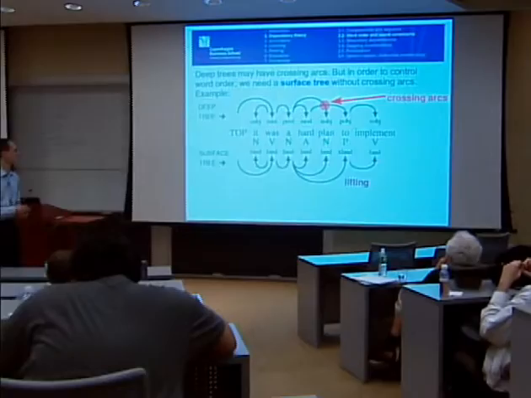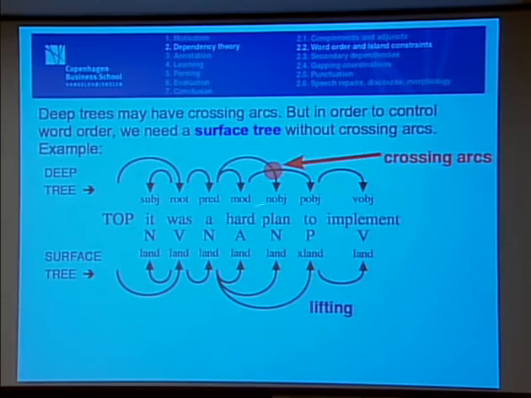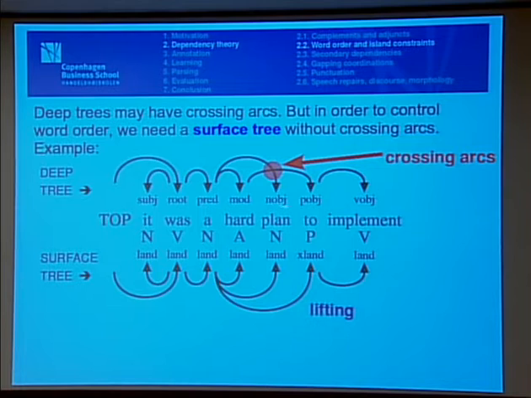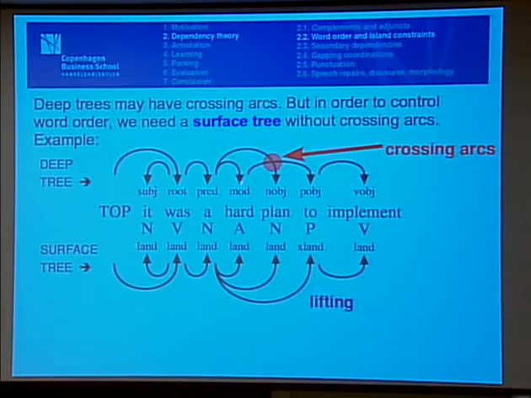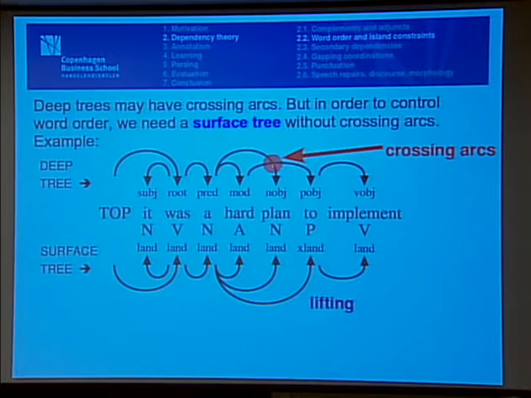Let's just assume that we have this dependency analysis and we want to do the lifting. So we basically do this by saying "hard" does not dominate all the nodes between "hard" and "to" because it doesn't dominate "plan". So we go to the next higher level in the dependency structure. So we move from "hard" up through the arrow here down to "a". And now we can ask, does "a" dominate all the words between "a" here and "to"? And the answer here is yes, because it dominates "hard" by means of this edge and it dominates "plan" by means of this edge. And for that reason, we can lift it here.